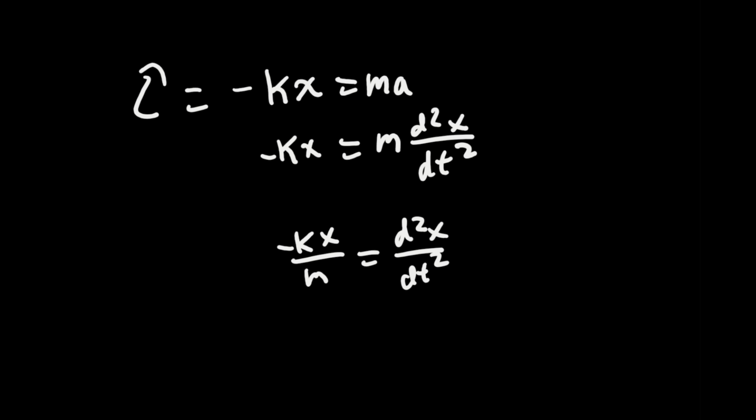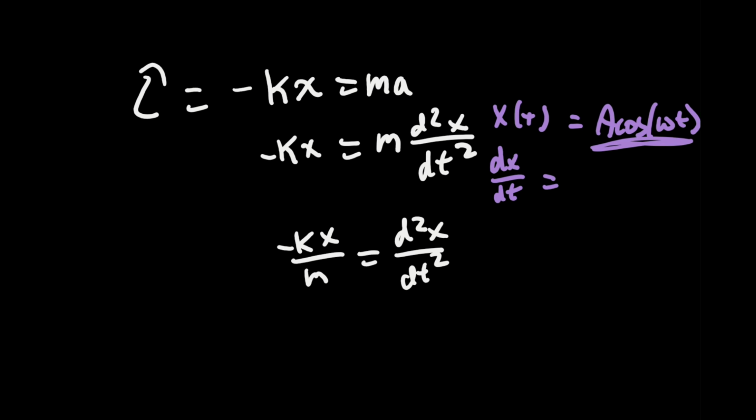Just the derivative here. And now let's make a quick observation. We know that x of t, as we described earlier, is equal to A cosine of omega t. We could add the phi in there, but it's not really necessary. But if we have dx/dt, that means it's equal to the derivative of this, right? So we're going to get negative omega A sine omega t.